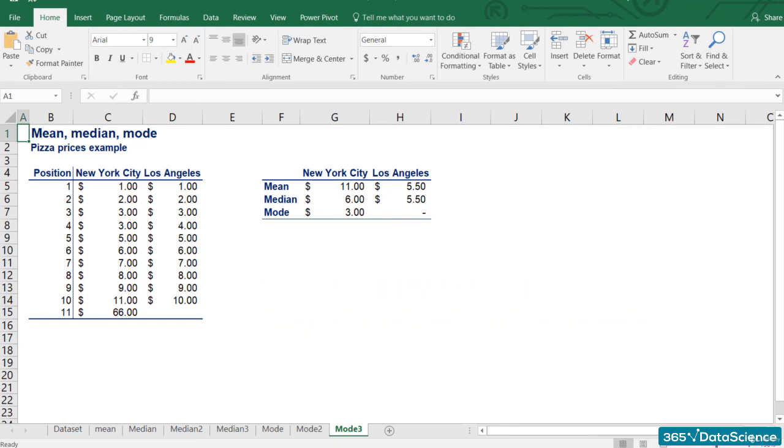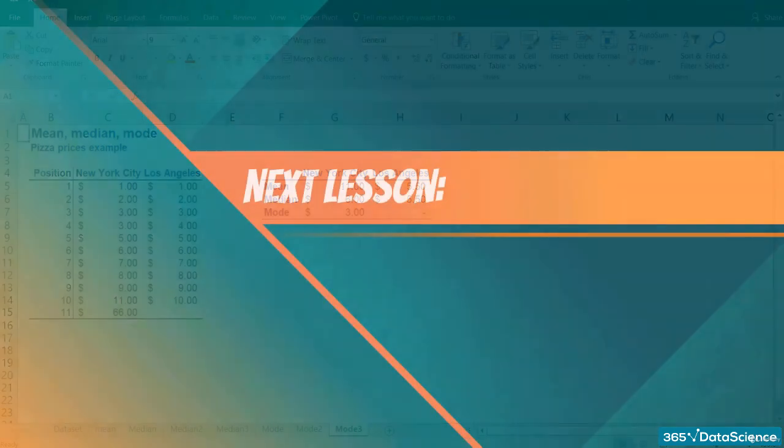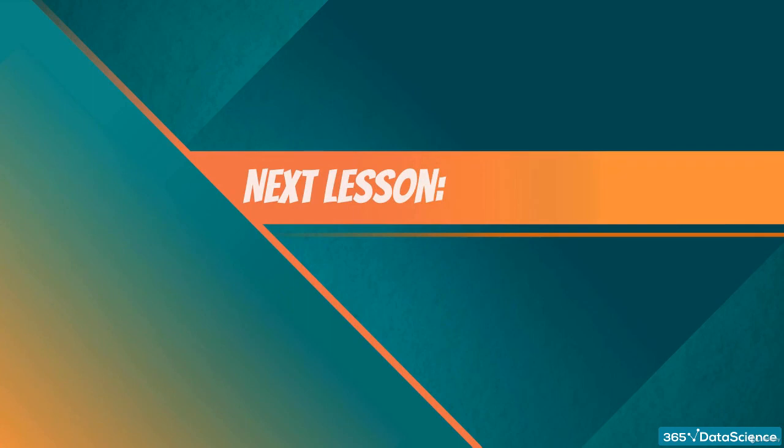All right, now you know about the mean, median, and mode. In our next video, we will use that knowledge to talk about skewness. Stay tuned, and thanks for watching.